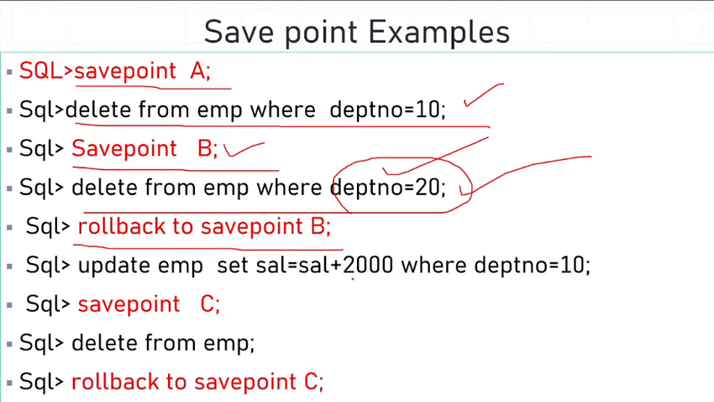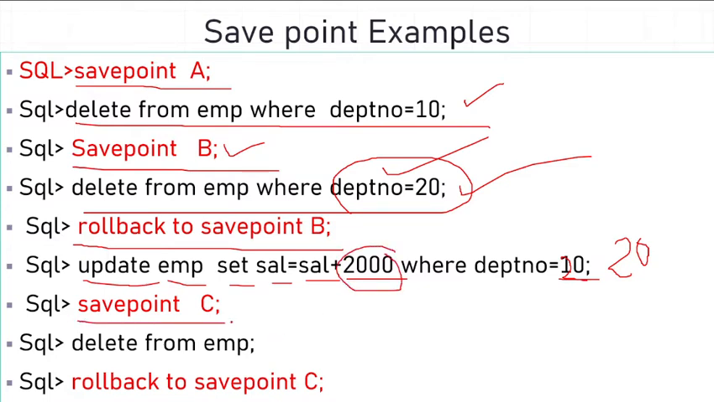Beyond that, suppose I'm adding 2000 in the salary of department number 10. But we all know that in this case I have already deleted those, so you can make it 20. Means for department number 20. Right? This command will be like update emp set salary equals to salary plus 2000 where department number equals to 20. So in this case, salary of all employees of department number 20 will be incremented by 2000, right?